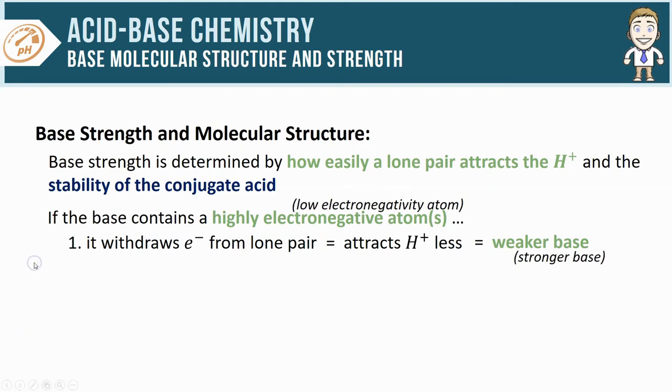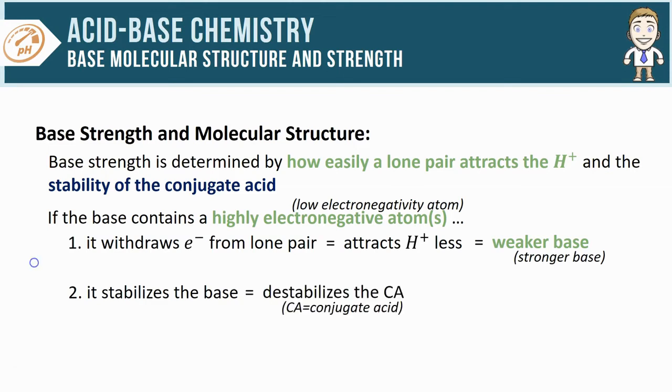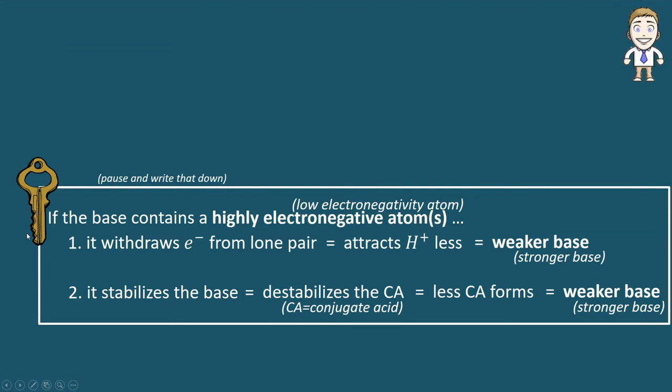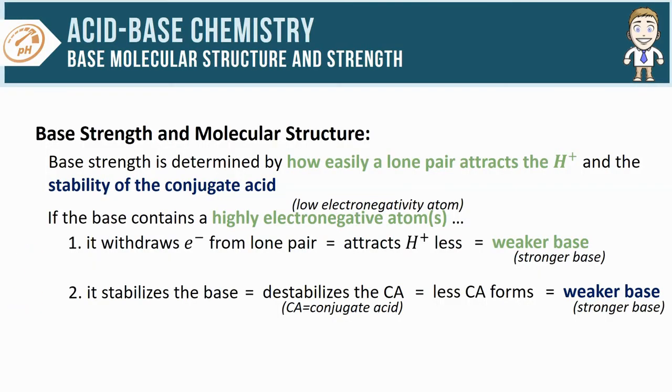You could also look at this from the perspective of stability. That highly electronegative atom will stabilize the base while destabilizing the conjugate acid. This means, of course, that less conjugate acid is going to be forming, also leading to a weaker base. The opposite is true for low electronegativity atoms, which result in a stronger base. Those are some more key ideas for this video. Make sure to pause and take some time and write them down too.